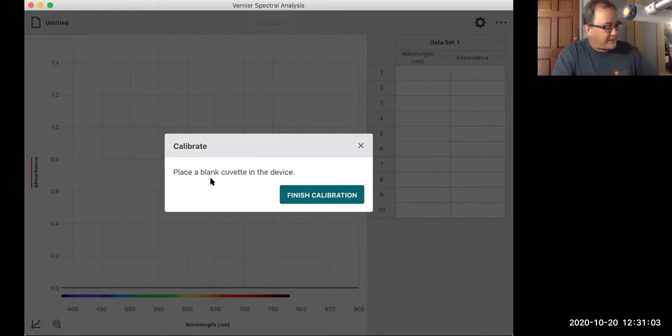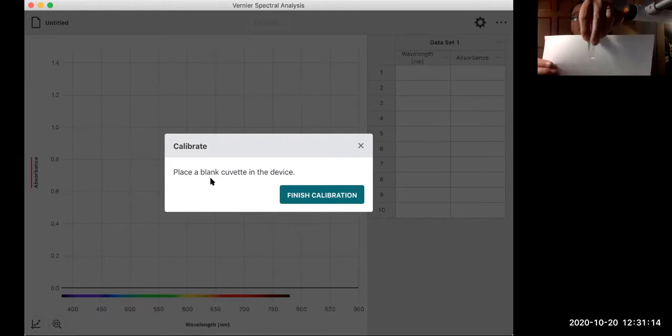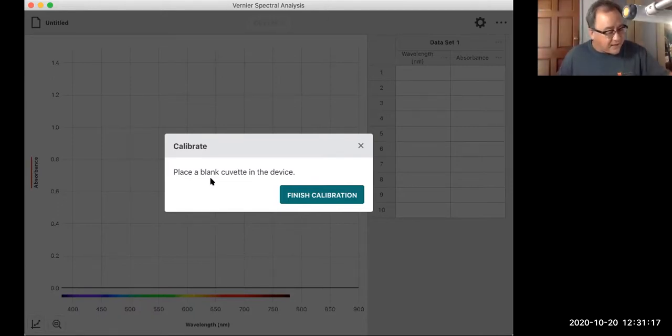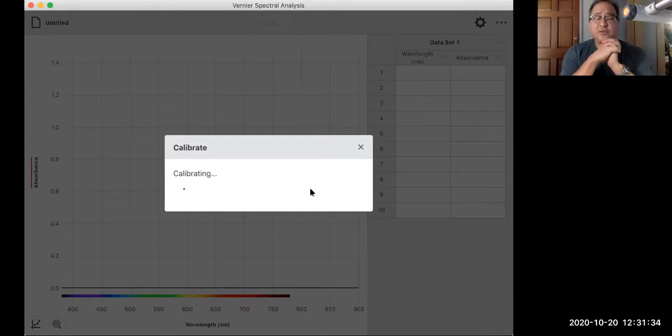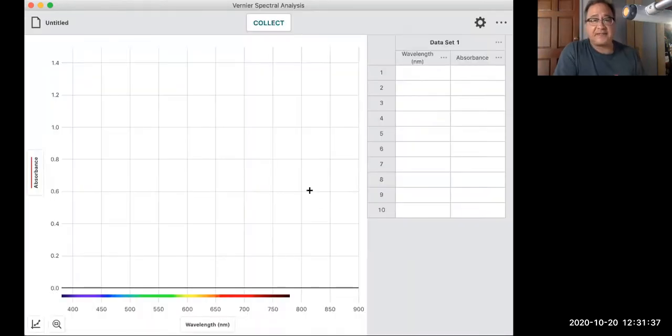And you'll notice it says, place a blank cuvette in the spectrometer. So here's my blank cuvette, and let's see if I can show you this. Has no color in it. And so this blank cuvette will be measured as having zero absorbance or 100% transmittance. And I want to make sure I put this window here in facing the light. So I put the cuvette in, and I'm going to finish the calibration. So right now the instrument is sending light through the cuvette, and it's saying, okay, that's zero absorbance, 100% transmittance. And now you can see that we are ready to collect.